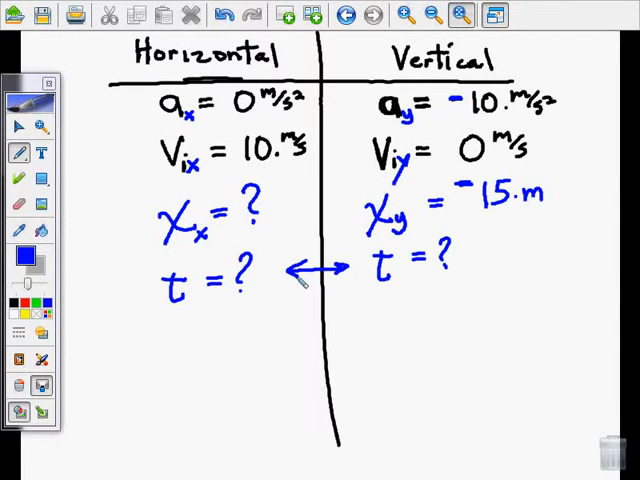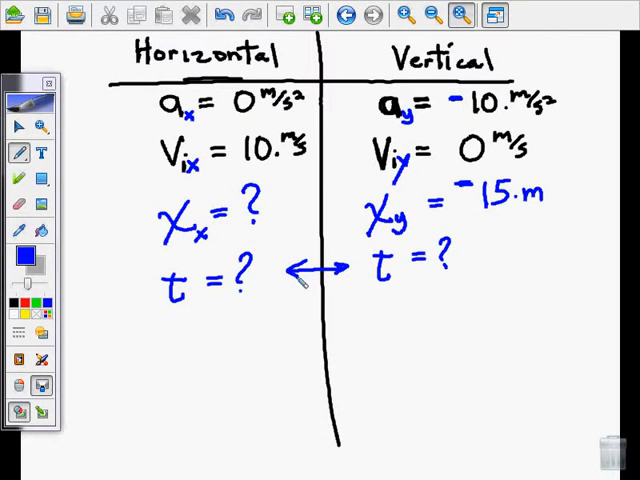So usually at this point, you look at your two columns and you ask yourself, which column has more information? Which column is going to allow me to get the time? And then once you have the time, then you usually swap it over to the other column to solve what you need to solve for. So like in this problem here, which column do we have more information in? William? Pardon?